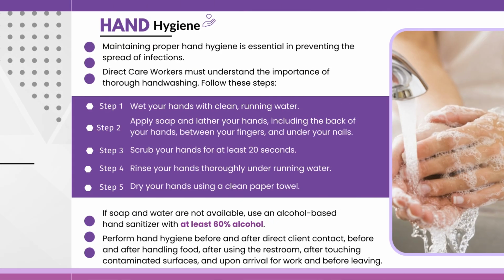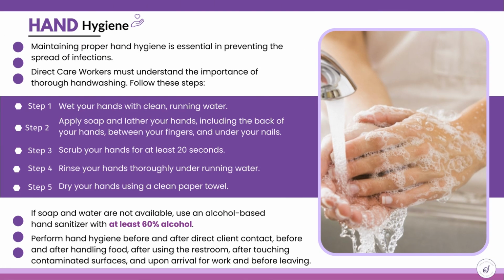Preventive measures. Hand hygiene. Maintaining proper hand hygiene is essential in preventing the spread of infections. Direct care workers must understand the importance of thorough hand washing. Follow these steps. 1. Wet your hands with clean, running water. 2. Apply soap and lather your hands, including the back of your hands, between your fingers, and under your nails. 3. Scrub your hands for at least 20 seconds. 4. Rinse your hands thoroughly under running water. 5. Dry your hands using a clean paper towel.